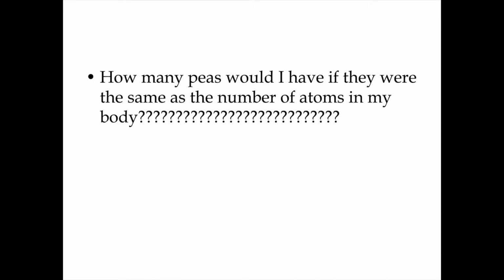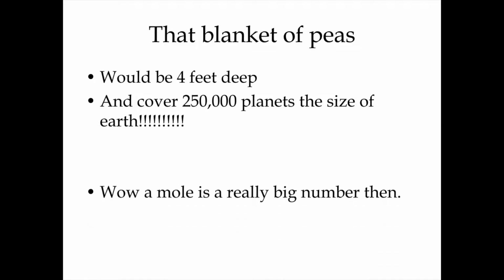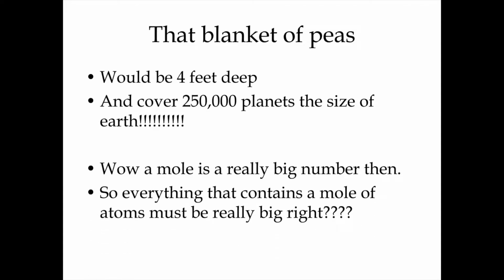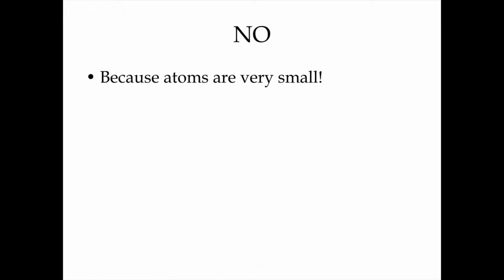So what if I had the same number of peas as the number of atoms in my body? How much size would that take up? How many atoms do you think we have in our body? How much size do you think that number of peas would take up? That would be a septillion peas, 10 to the 27th power, and that would be 4 feet deep, covering 250,000 planets the size of Earth. So a mole is a really big number then, and everything that has a mole must be big, right? No, because atoms are very, very, very small.